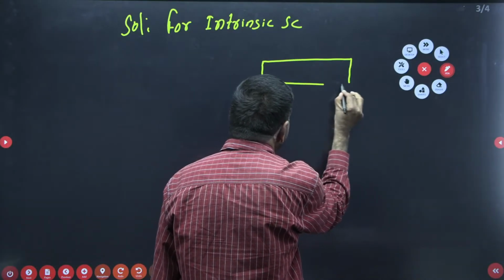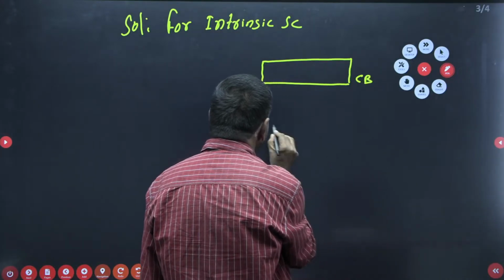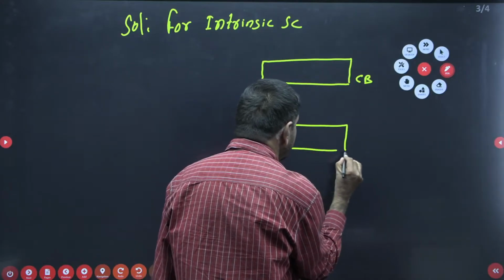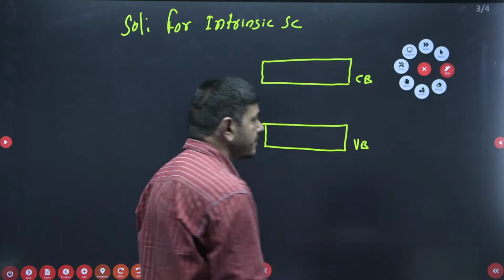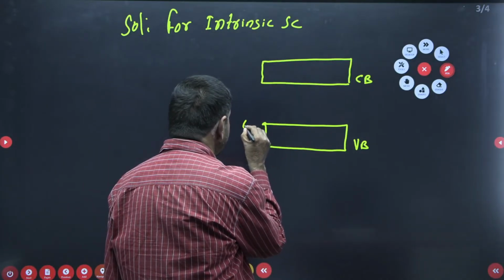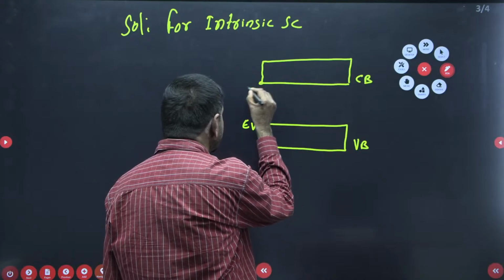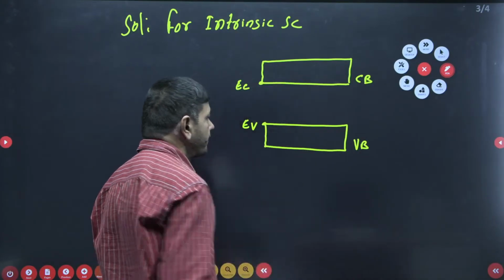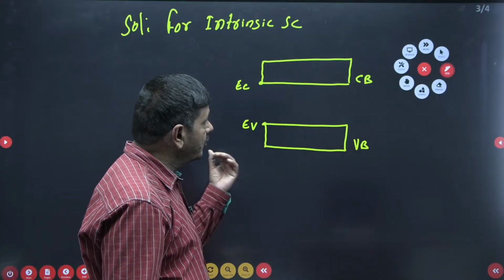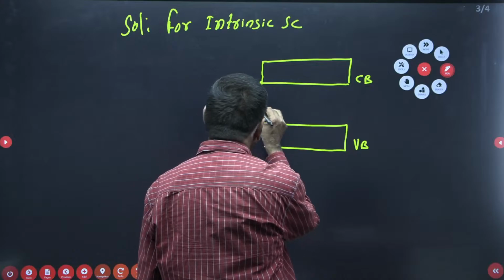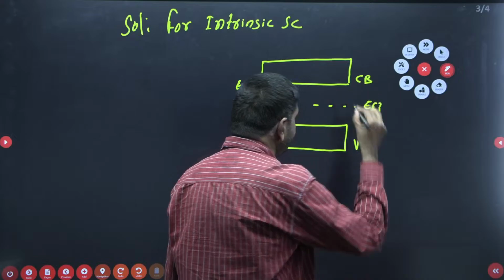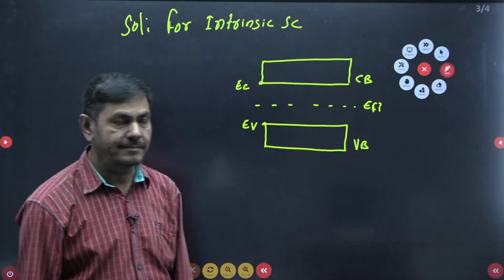This is said to be the conduction band. This is said to be the valence band. You know very well, this level is nothing but EV, and this level is nothing but EC. In the intrinsic semiconductor, the Fermi level energy is going to lie approximately at the center, you know very well. This is EFi, the Fermi level energy in an intrinsic semiconductor.